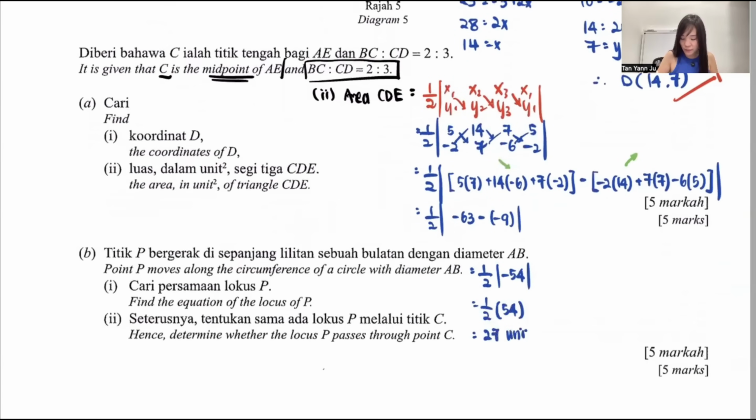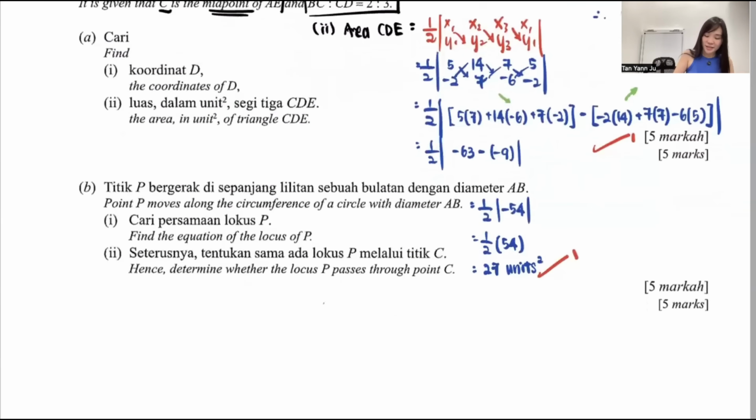And after I divide by 2, isn't it the answer? 27 units square. Unit square, I remember to write, okay? So I think here got another 2 marks. You know where's the 2 marks? Just now you got write one by one like that, 1 mark. This particular answer, 1 mark. Ding, 2 marks. Okay, move on.